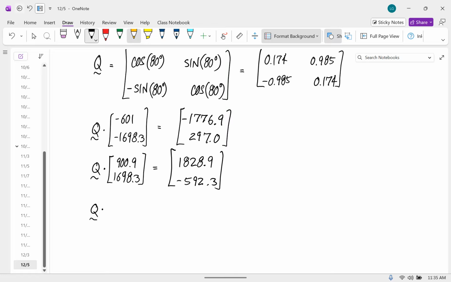Q times, that vector was negative 300, 0. And so the answer is negative 52.1, positive 295.4.